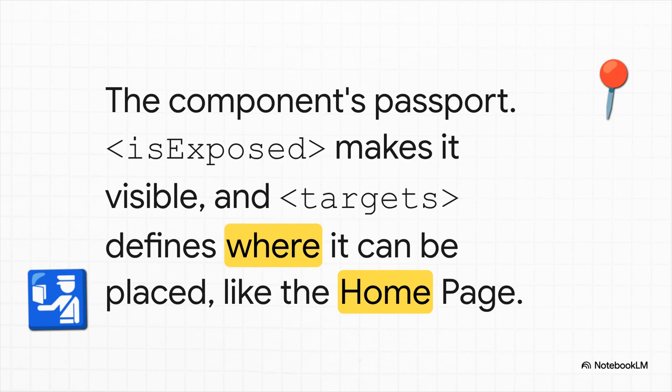And finally, the passport. This XML file is how you tell Salesforce about your component. The two most important things here are isExposed, which you set to true to make it visible to admins, and the targets section. This is where you list all the places your component can live, like on an app page or a home page. Without this file, your component is basically invisible to Salesforce.